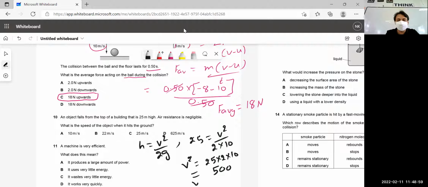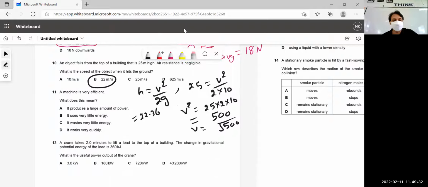And then finally I need v. V is equal to the square root of 500. You can use a calculator to find this value. What is the square root of 500? Let me clear this. The square root is 22.36, the value I got in the calculator. Look at the options here. So we can go with option B, 22 meters per second is the velocity.